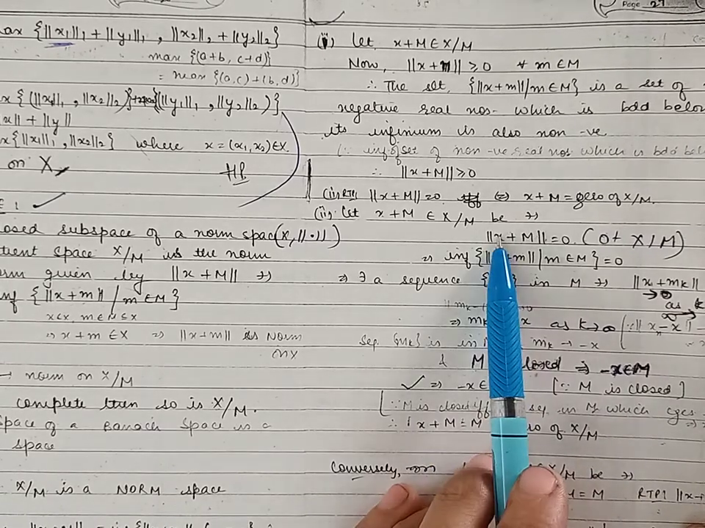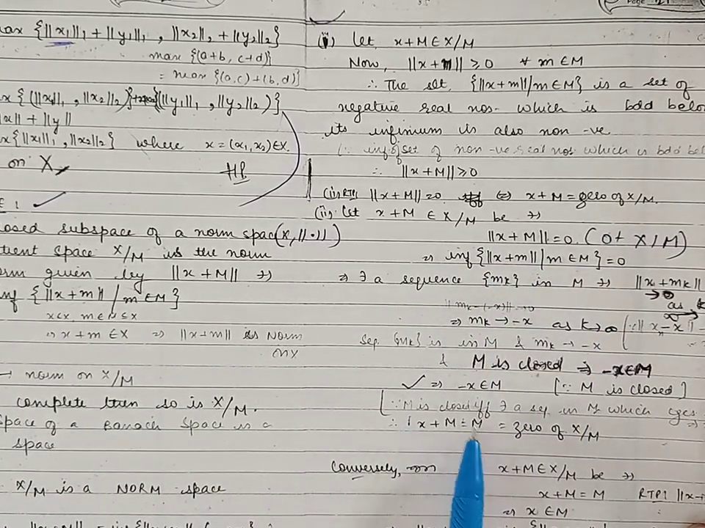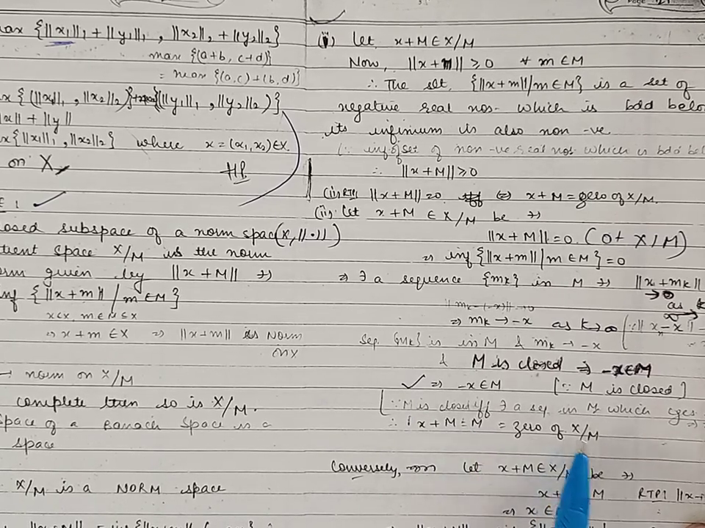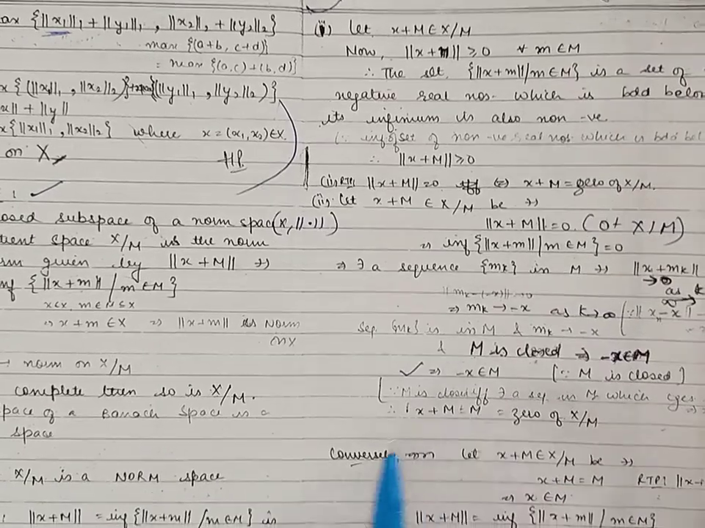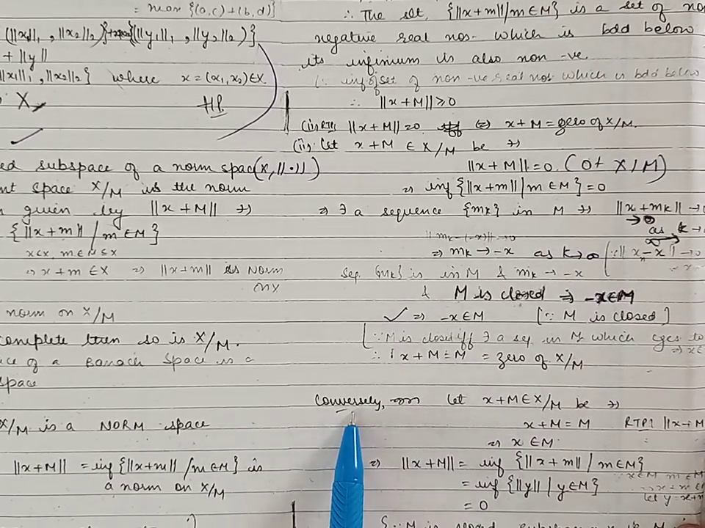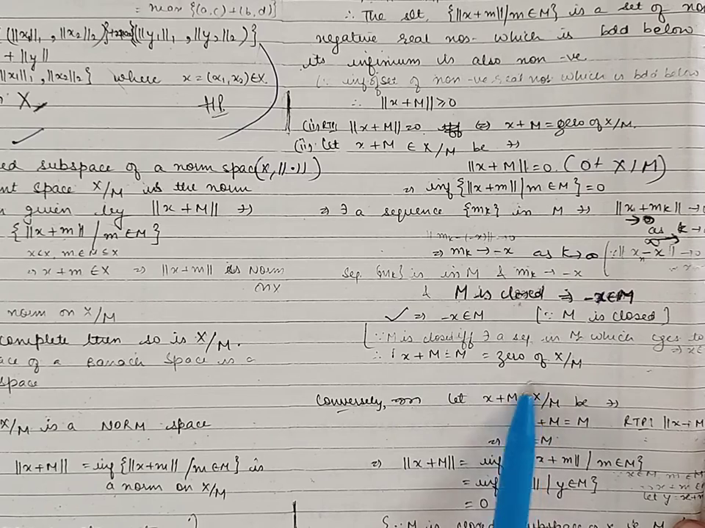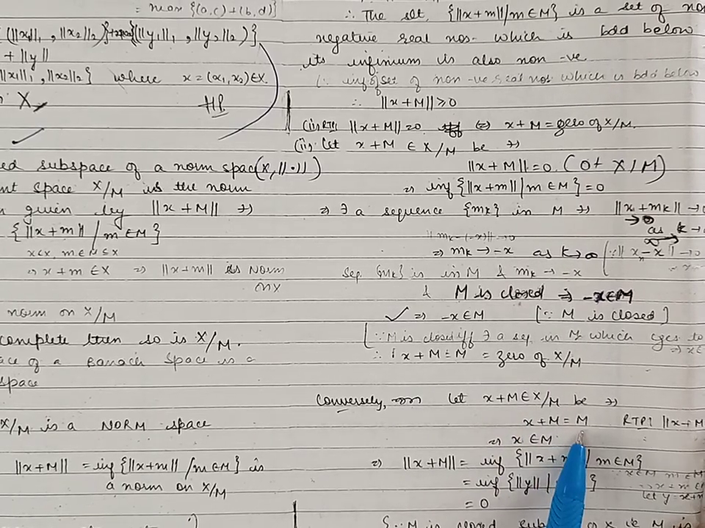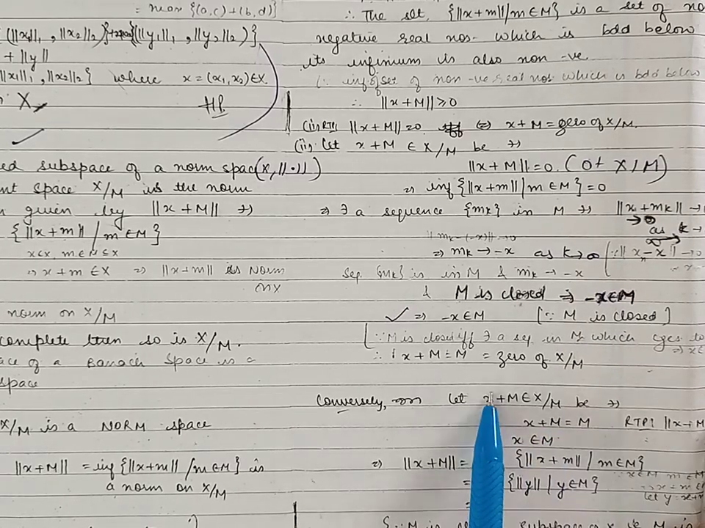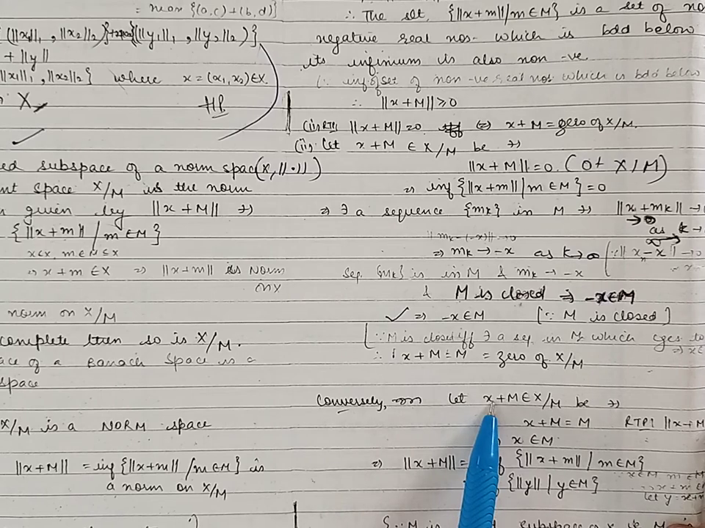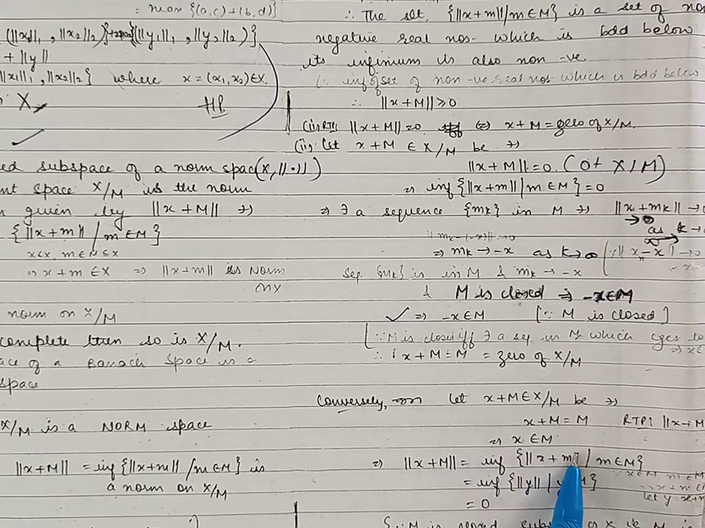So we have proved if the norm of an element is 0, then the element itself is 0. Here 0 means the 0 of the quotient space X by M. The 0 of this quotient space, that is M here. Now we'll prove the converse. Conversely, let us take the element x plus M belonging to this quotient space to be 0. 0 means M. So we have taken x plus M is equal to M, and we are to prove that the norm of this element is 0. Now because x plus M is equal to M, this means x belongs to M.